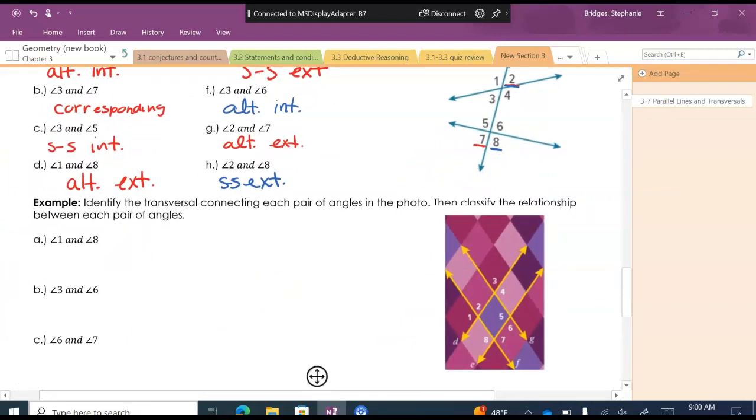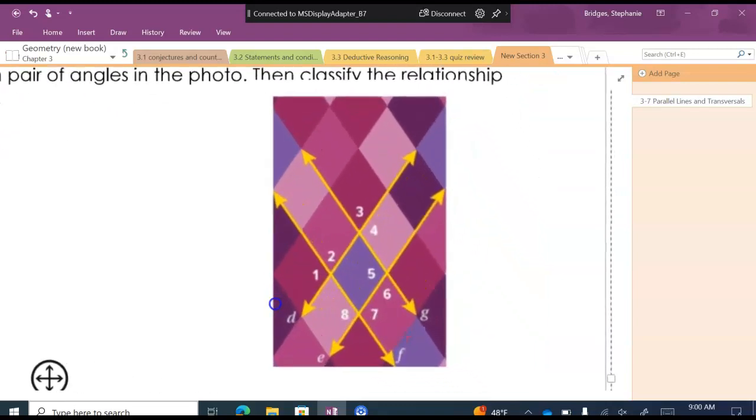Oh, actually, no. We have to do something a little bit different. It asks us to identify the transversal connecting each pair of angles in the photo, and then we want to classify what kind they are. So let's start with 1 and 8. Here's how we tell what is my transversal and what is not.